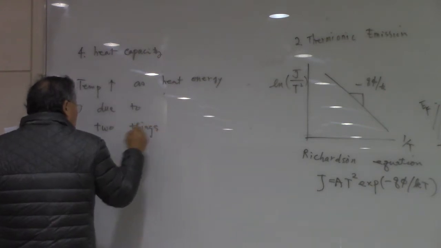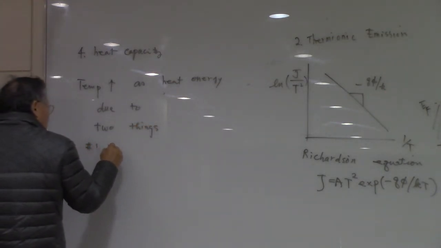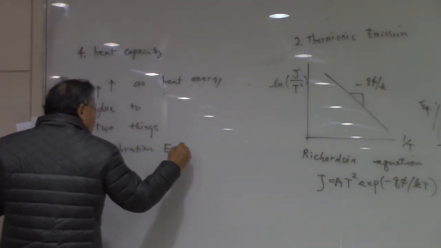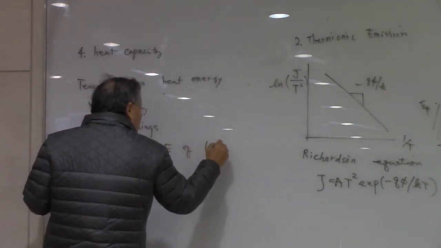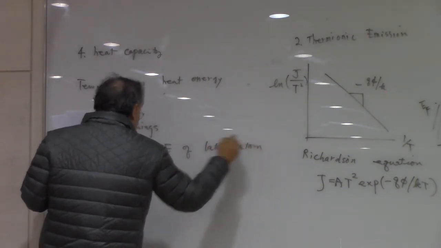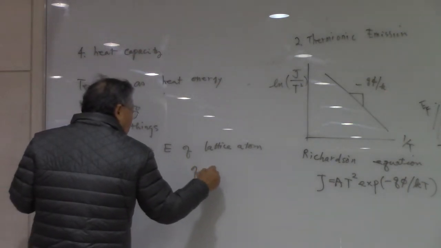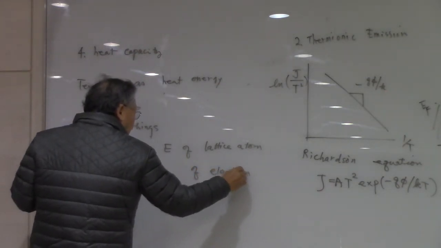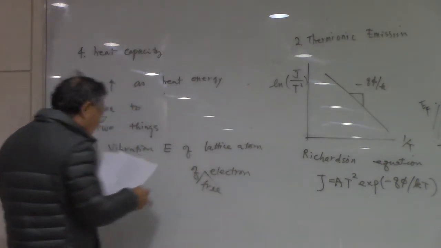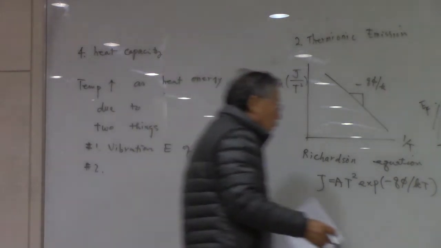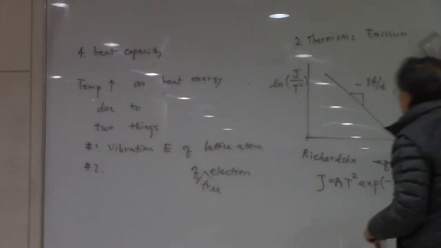One is the vibration energy of lattice atoms. And number two is the vibration energy of electrons, free electrons. Okay? So you distinguish those two contributions to the heat capacity.